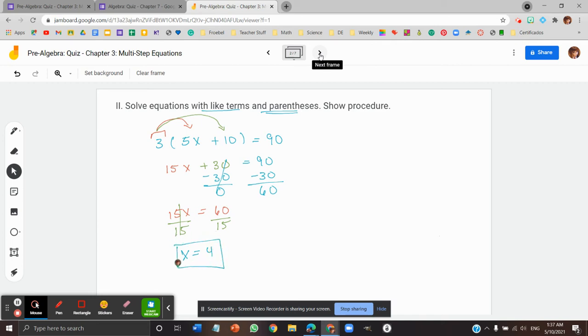Now that I found out what x is, I can check my answer. And of course, all I have to do is substitute that 4 for the x in my original equation, equals 90. So wherever I see the x, I'm going to put that 4. It was 4.